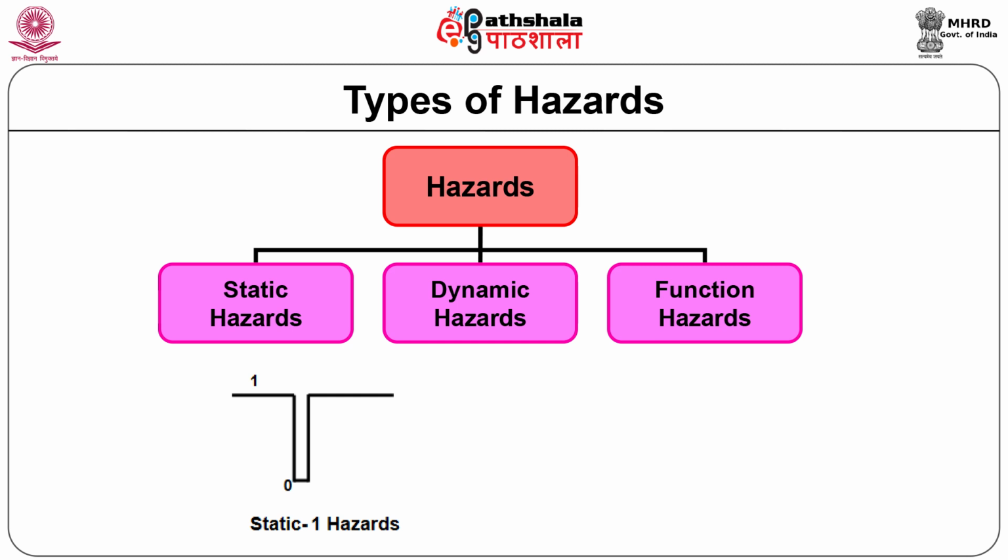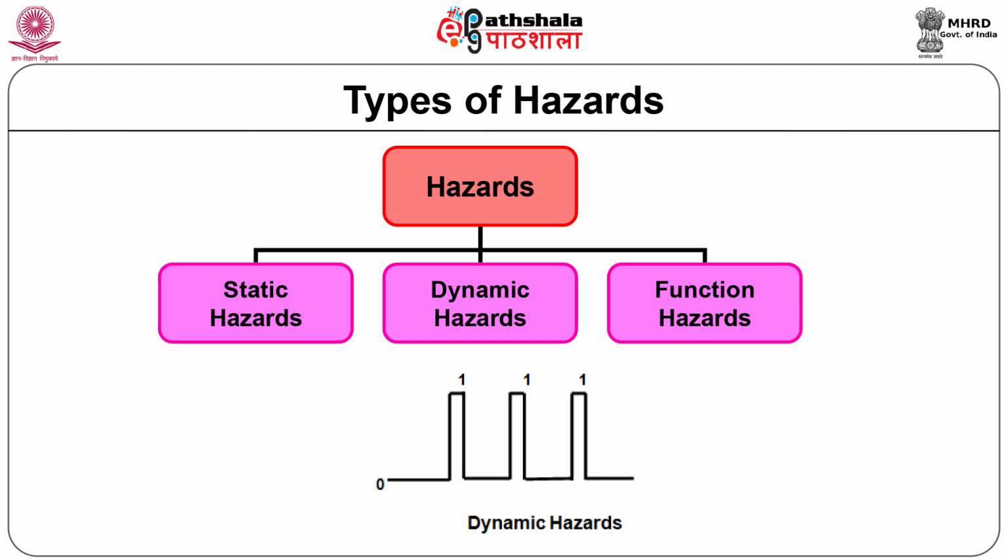If the output is ideally supposed to be 1, that is high state, but due to difference in propagation delay, if it turns out to be 0, that is low state, for a short period of time, then the circuit is said to have static 1 hazard. Let us look at now dynamic hazard.